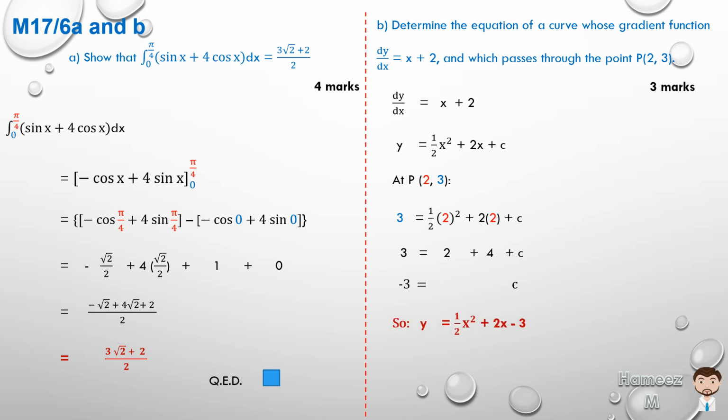So the equation of the curve whose gradient function is dy/dx equal to x plus 2 and passes through that point is y is equal to a half x squared plus 2x minus 3.